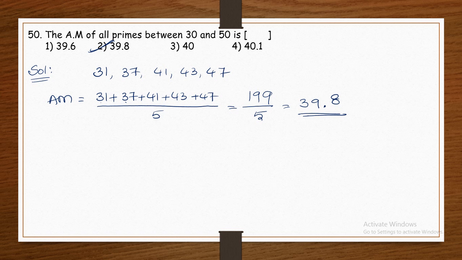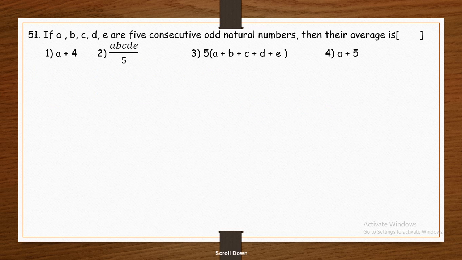Okay, next moving on to question number 51. If a, b, c, d, e are 5 consecutive odd natural numbers, then their average is. Now let us see this.